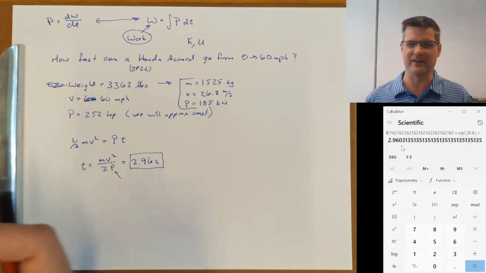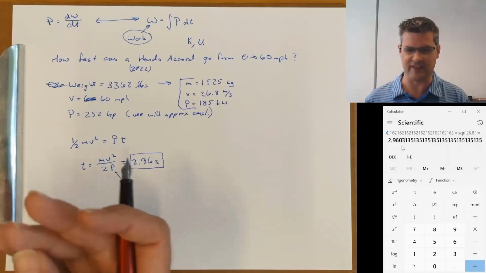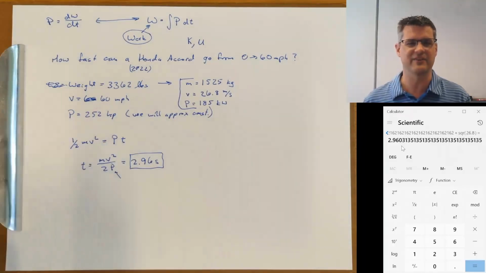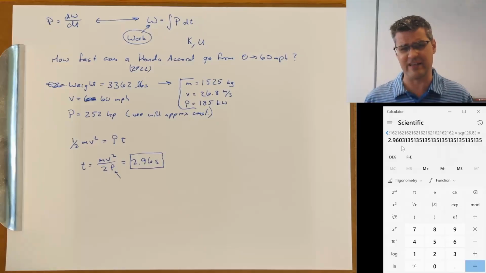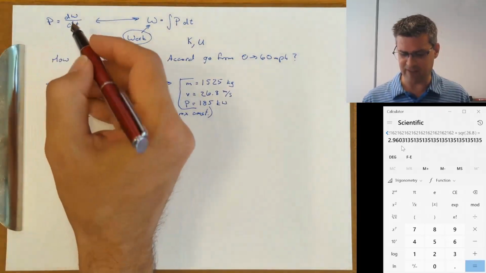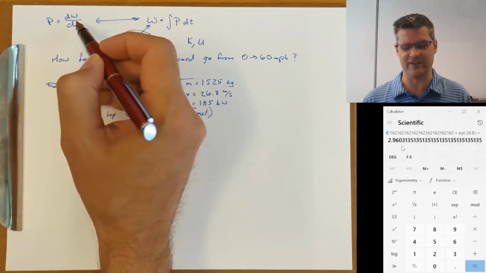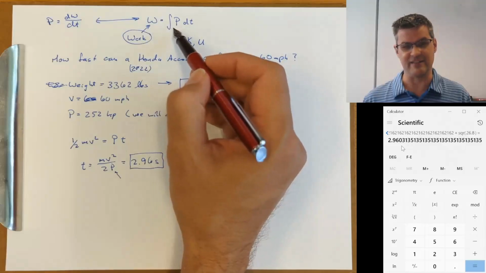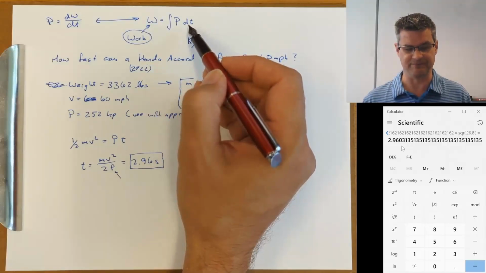You get the quarter mile, that's over a distance instead of over a time. But you kind of get the functional form of what's going on, and this is how we can apply it. Power is the time derivative of energy. Energy is the integral of the power. Okay?